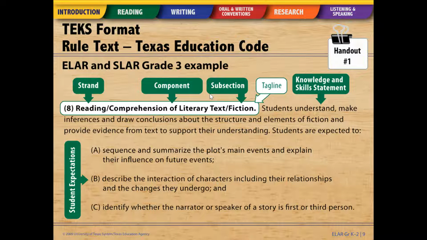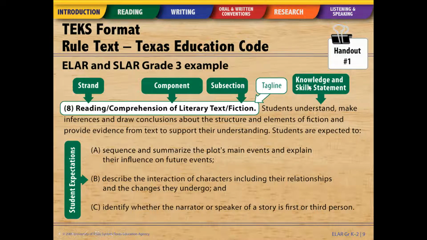That could possibly also say nonfiction. It could say poetry. So know that the reading strand or the strand is the big picture. The component is a subheading or a component. And then it breaks even further into a subsection to get very specific. That whole piece is considered the tagline. So this whole piece here is the tagline of the TEK.